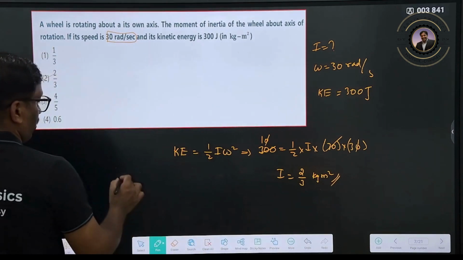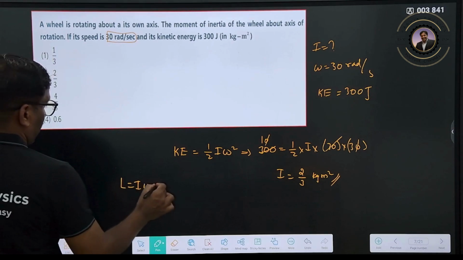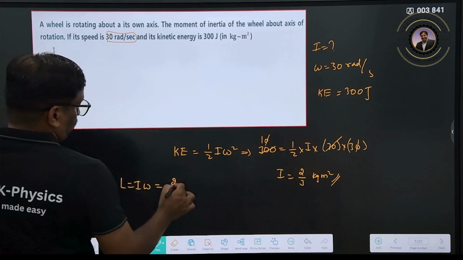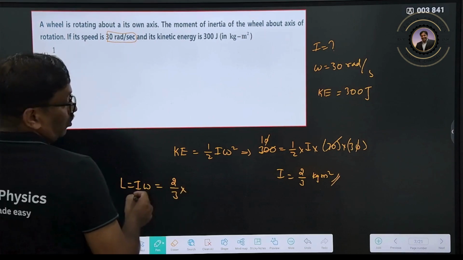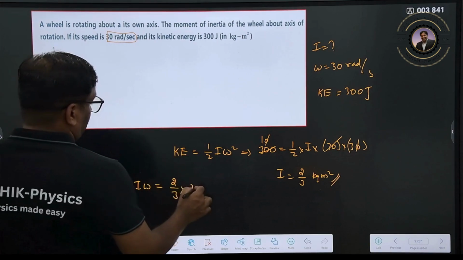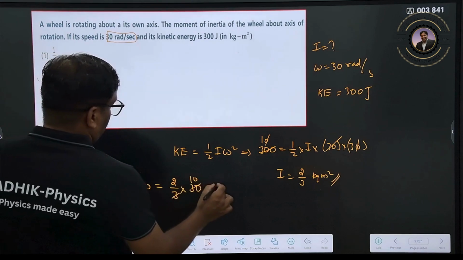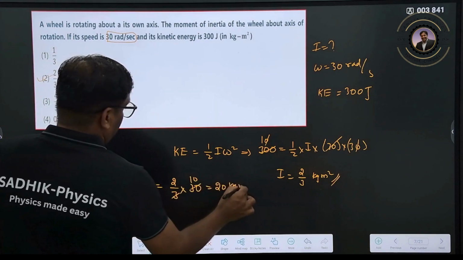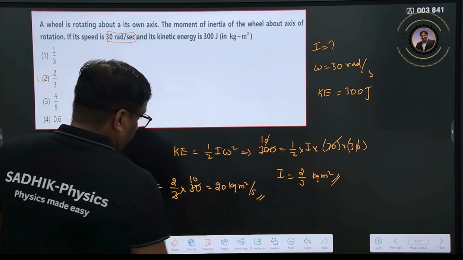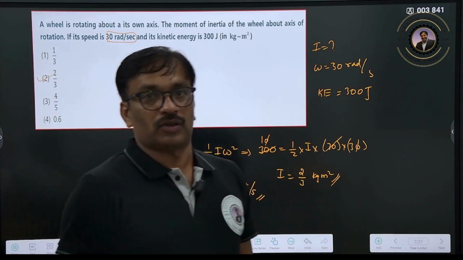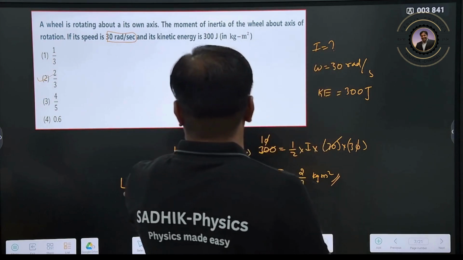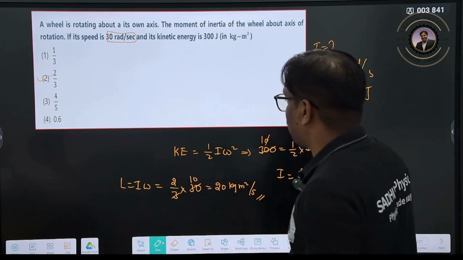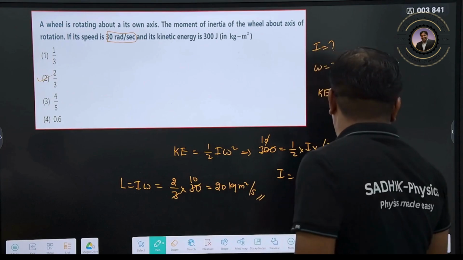What will be your angular momentum? Angular momentum is nothing but I omega. I is how much now? 2 by 3 into omega. Omega is nothing but 30. So how much now? 20 kg meter square per second. Clear? Here it is not given, but we calculated it like that. So you need to calculate different things now.